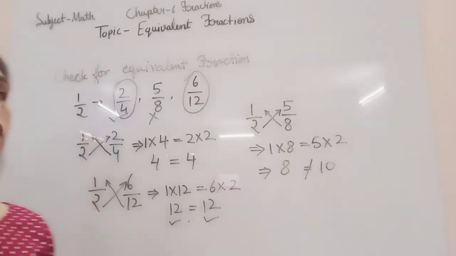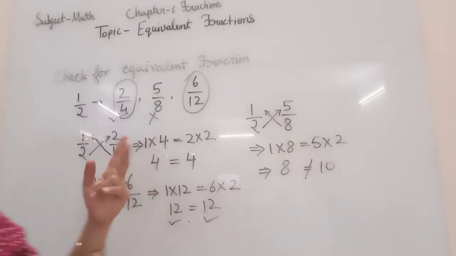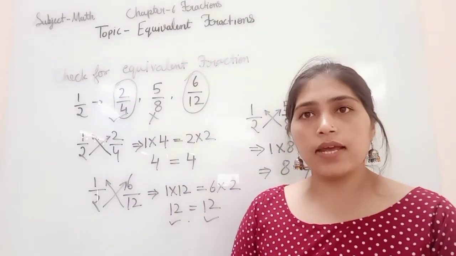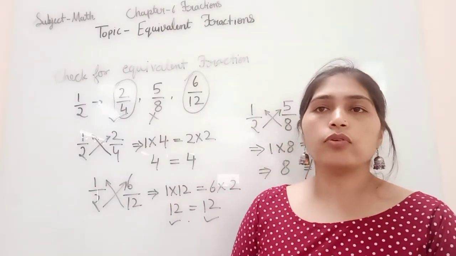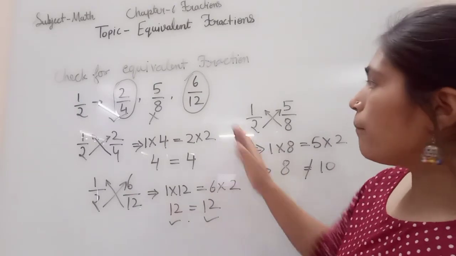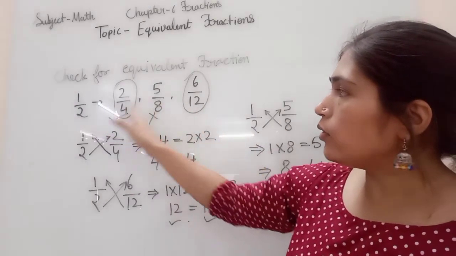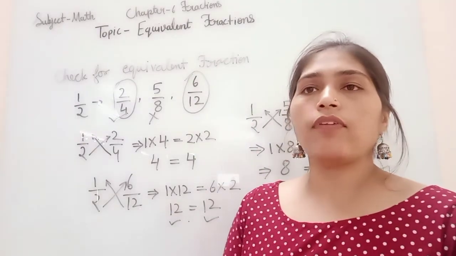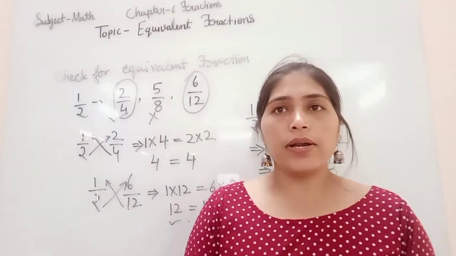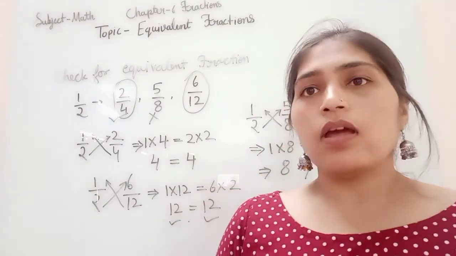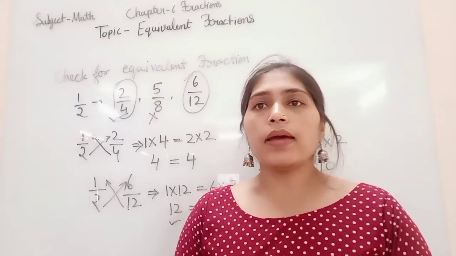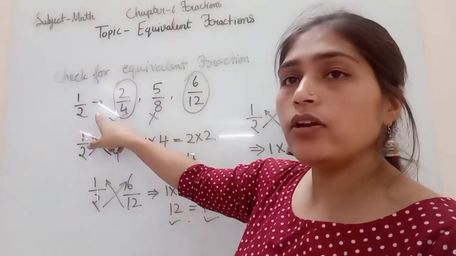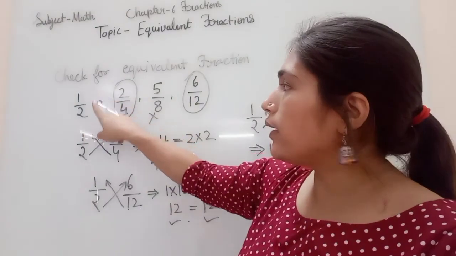Got it? So this is all about equivalent fractions. What are equivalent fractions? Equivalent fractions are fractions which have the same value but different names, or you can say they look different but the value is the same. By two ways we can find the equivalent fraction: by multiplication or by division. For multiplication, we have to multiply the same number with the numerator and denominator.